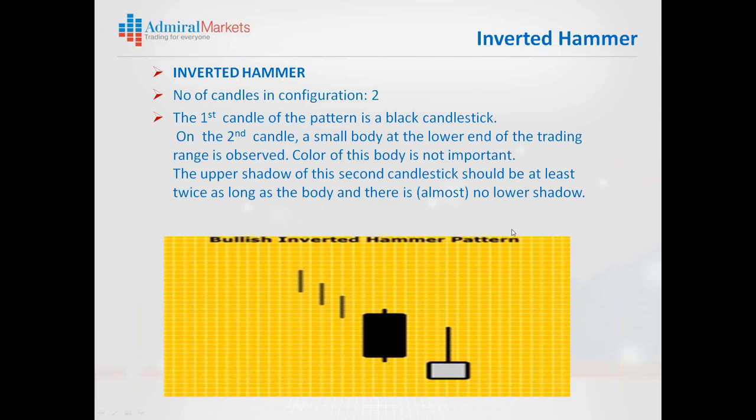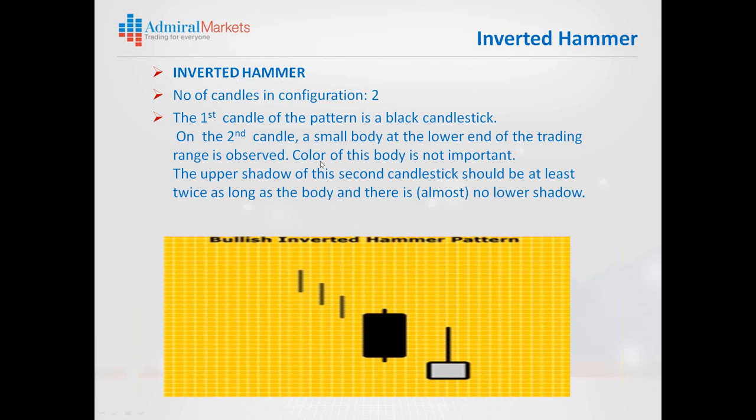Inverted hammer. It's the same as a hammer, but it looks inverted. We have a two-candlestick configuration. The first candle of the pattern is a black candlestick, so it's characteristic of a downtrend. Again, it's a reversal pattern. On the second candle, a small body at the lower end of the trading range is observed. The color of this body is not important. The upper shadow of this second candlestick should be at least twice as long as the body, and there is almost no lower shadow. So this wick should be at least twice as long as the body of this candlestick. Inverted hammer.